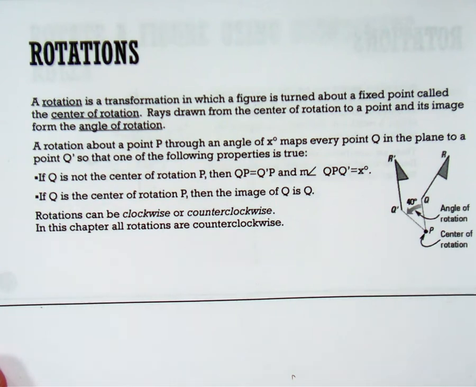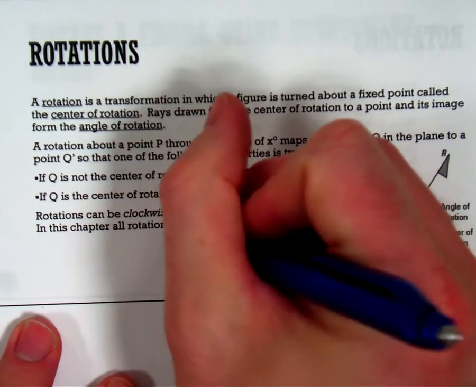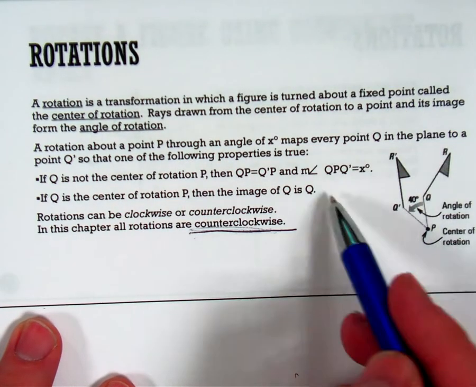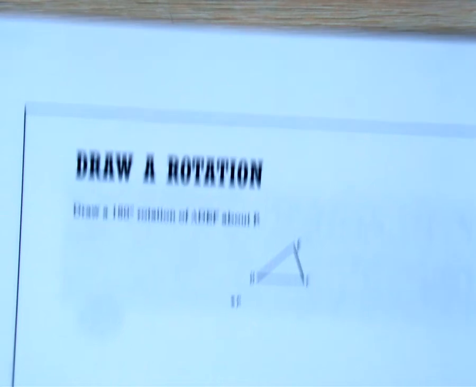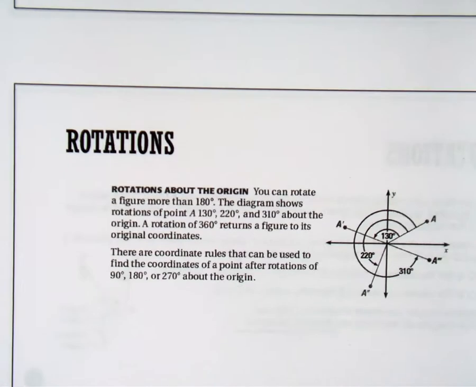In this chapter, all rotations are counterclockwise. It means they're going backwards to the left. Okay? Alright, we won't necessarily be doing too many of these, so we're not going to worry about that.